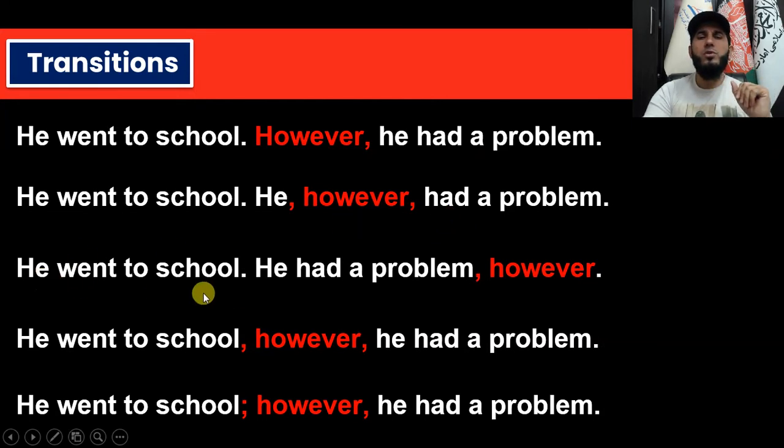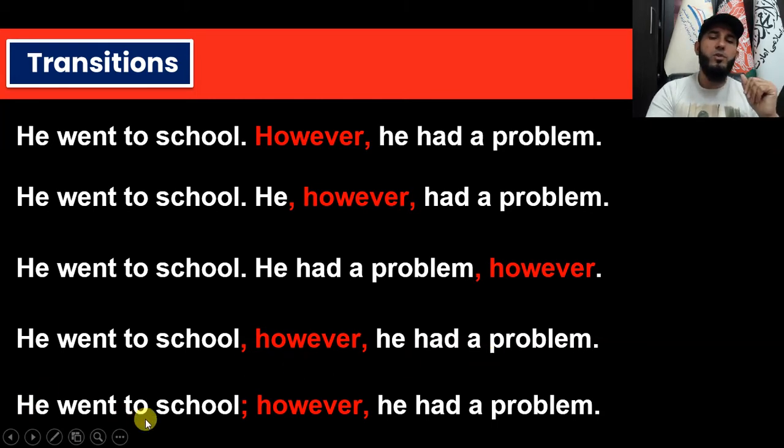Number 3, he went to school, full stop, had a problem, however. And it's very common in daily spoken English or some sort of informal written English. You can use the transitional word at the end of your second sentence. It should be preceded by a comma. There should be a comma before the transitional word. And number 4, he went to school, comma. In this case, instead of a full stop, if you use a comma, then you don't have to capitalize the transitional word. However, still followed by a comma, he had a problem. So he went to school, however, he had a problem.